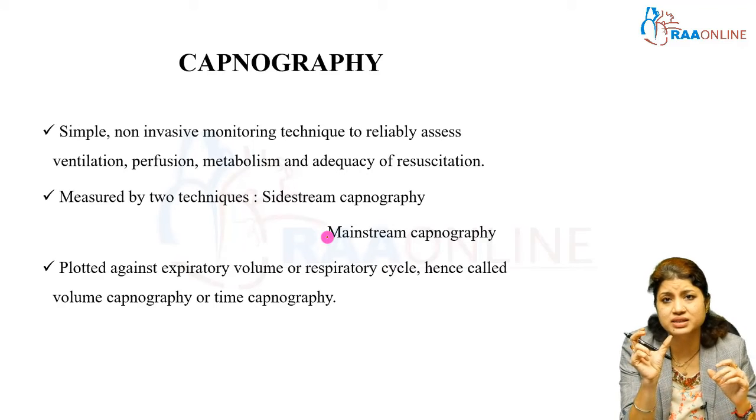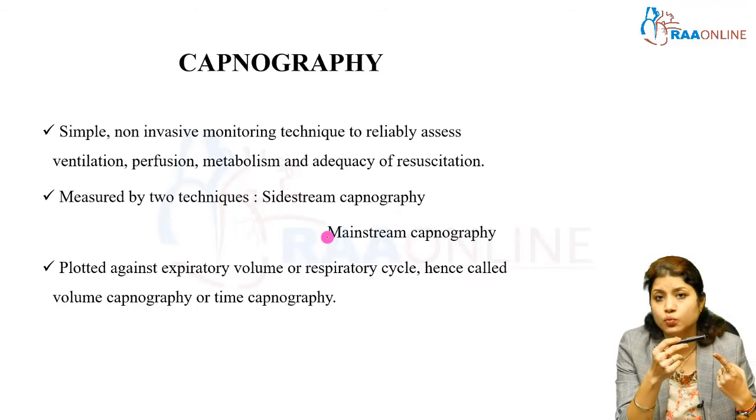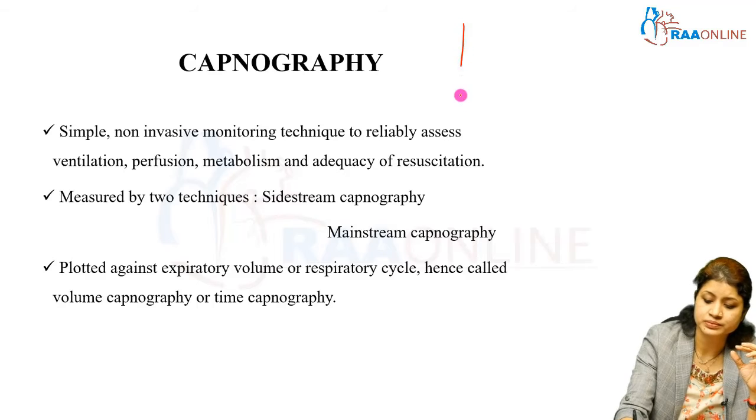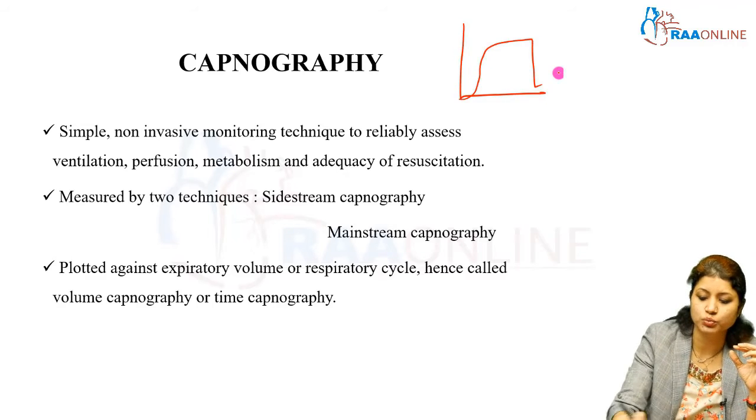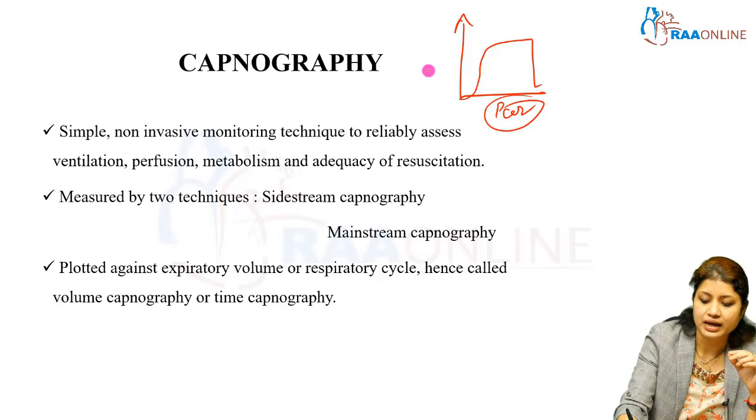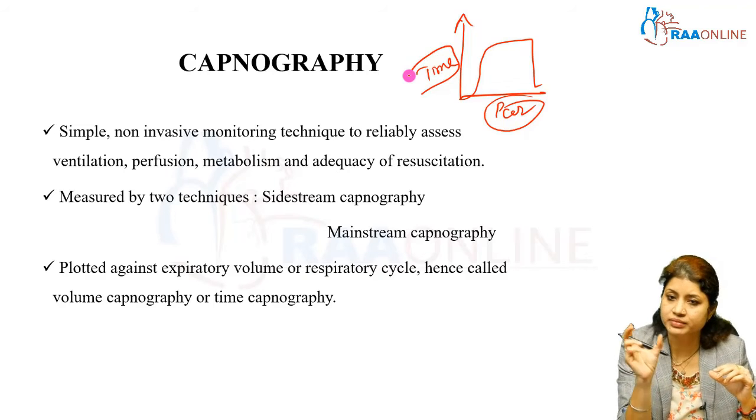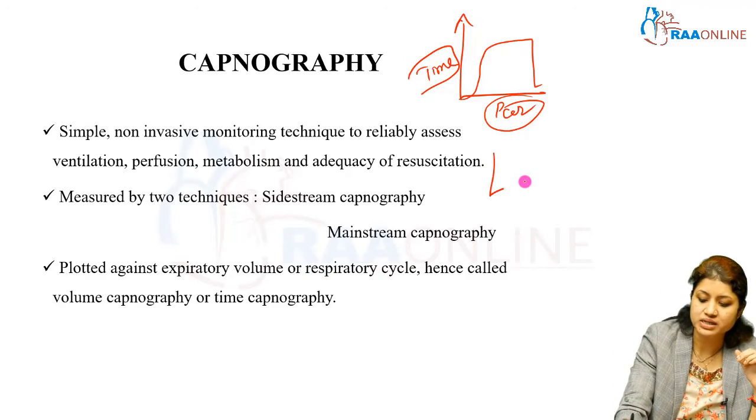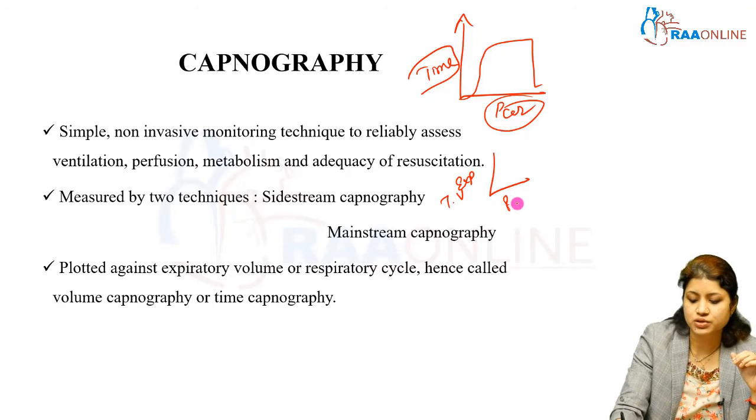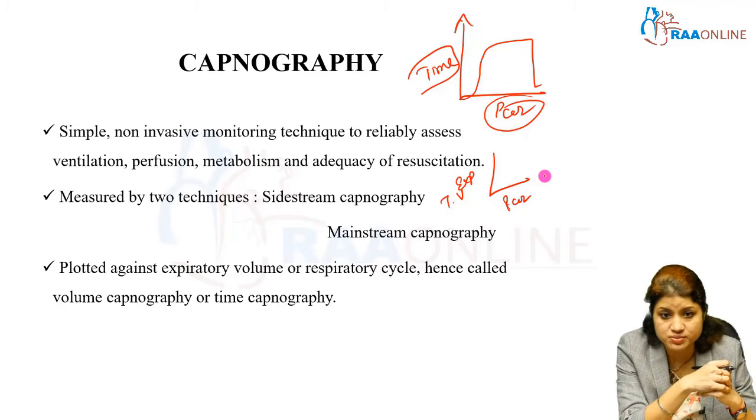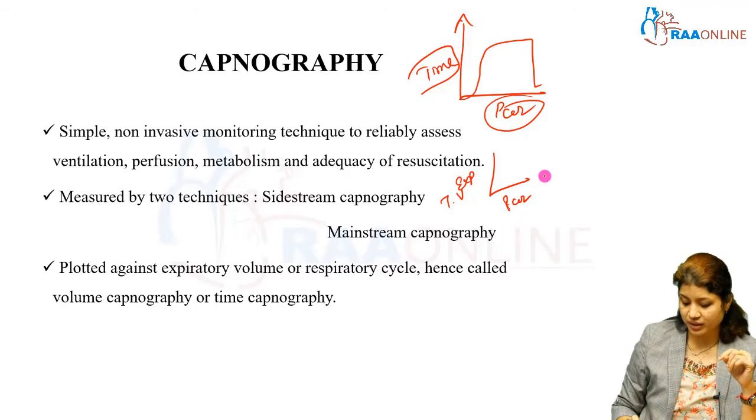This carbon dioxide monitor is of two types: volume capnography and time capnography. If the curve is like this, this is your EtCO2 monitor. If the carbon dioxide level is plotted against your respiratory cycle or time, this is called time capnography. But if it is plotted against your expiratory tidal volume versus your PCO2, this is called volume capnography. We will see the difference between the two.